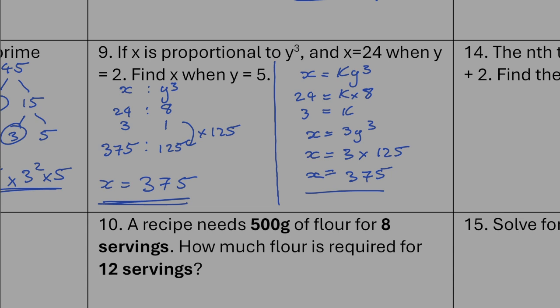So either way, we get 375, and you can actually see it's quite nice to do those side by side because you can actually see the calculation steps are the same. So we get the 3 here is the value for k, and we've done the calculation of 3 times by 125, which is what we did here.